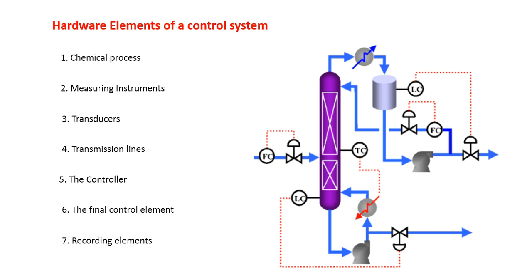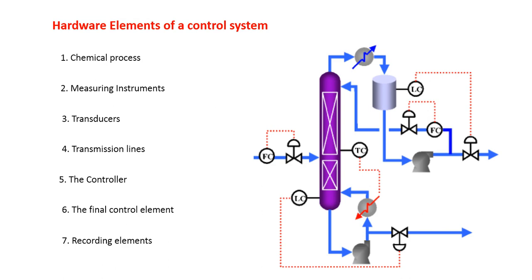Measuring instruments. Now measuring instruments are the instruments which are used to measure the disturbance, the controlled variables, the output variables, or even the manipulated variables, like thermocouples for temperature, thermometers, there can be flow meters, Venturi meters, gas chromatography. All these are termed as measuring instruments.